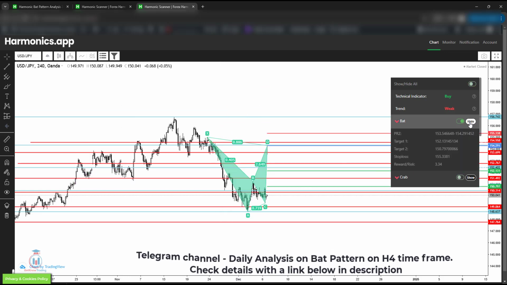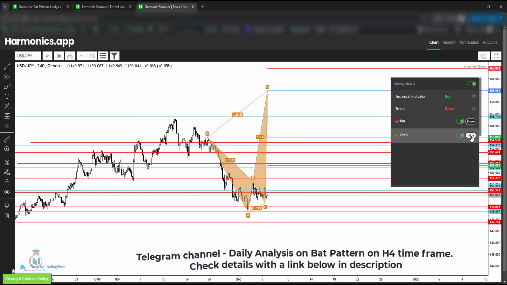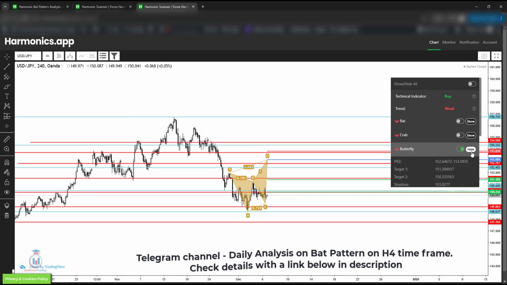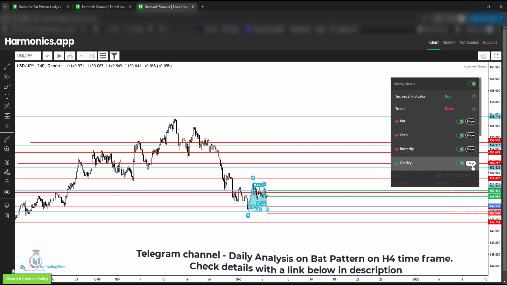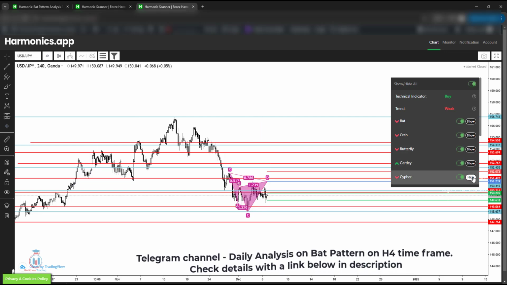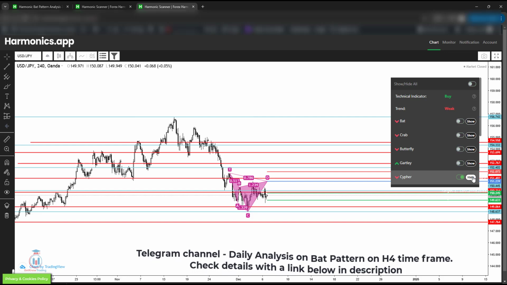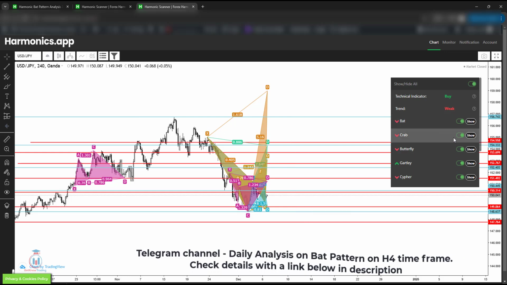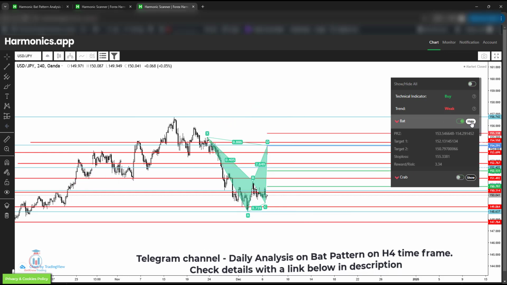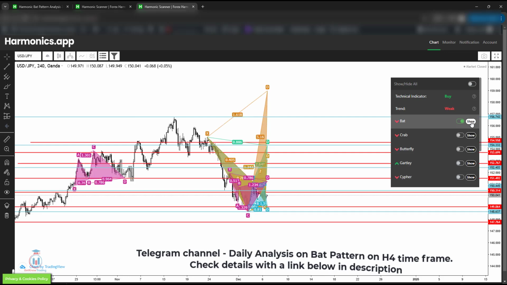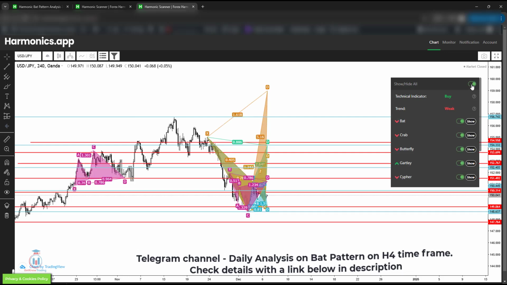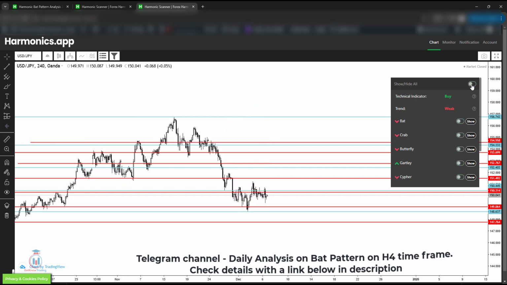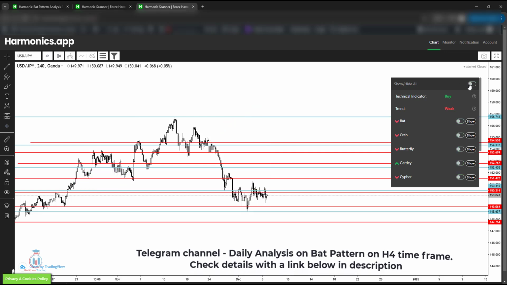For example, the bad pattern has green color. Then we have a crab pattern, which is orange. Then we have a butterfly, which is also brown orange. Then you have a Gartley, which is a blue one, and you have a Cypher, which one is this? Purple. And then if you would like to see only one of these, simply click show or hide and you will remove all others. If you would like to remove all of these patterns from the chart to have a clean chart, then you click this one, show or hide all of them.